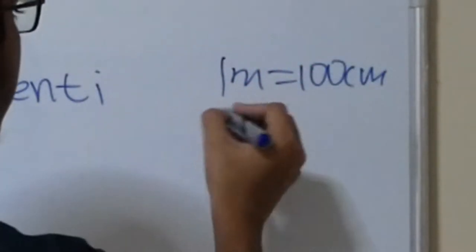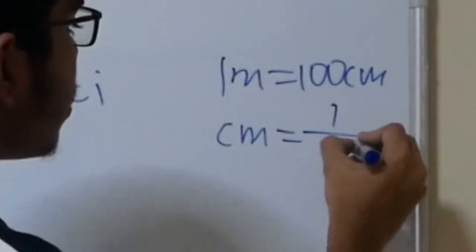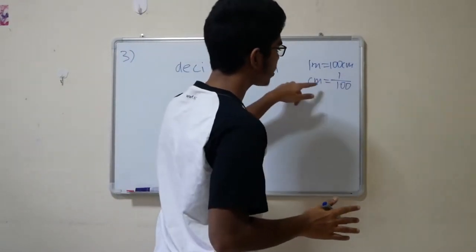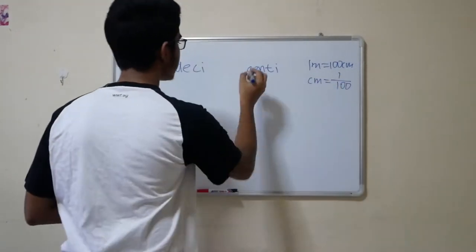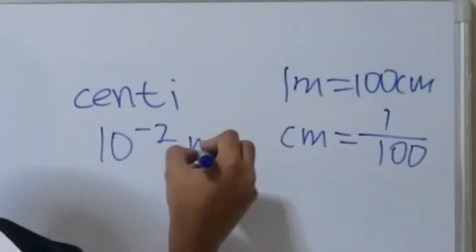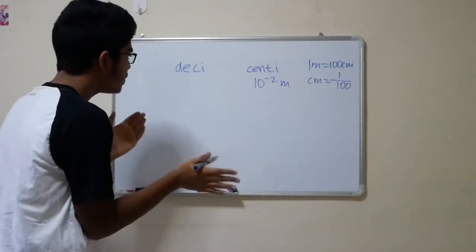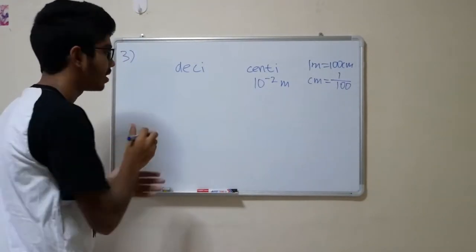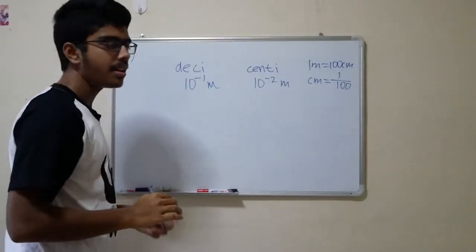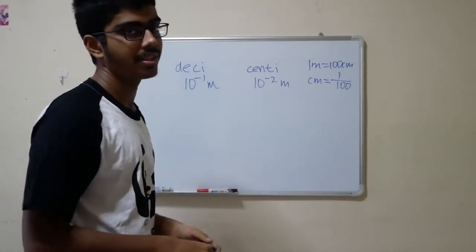So what is 1 cm? What is centi? Centimeters is just 1 over 100. You're expressing each of these things as a fraction of the 1 meter. So centi is 1 over 100, which is 10 to the power of minus 2 meters. What's deci? Not many people have heard of it, but it's right in between a meter and a centimeter. It's 10 to the power of minus 1 meters. Please note this because a lot of people forget and then they screw up during the exams, okay?